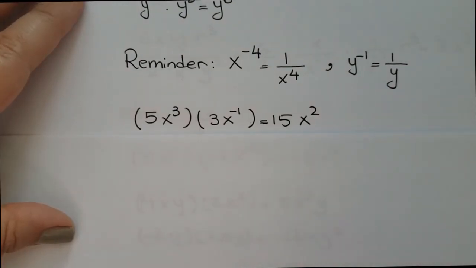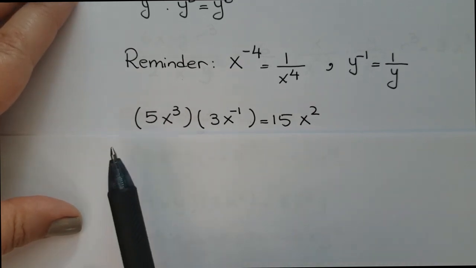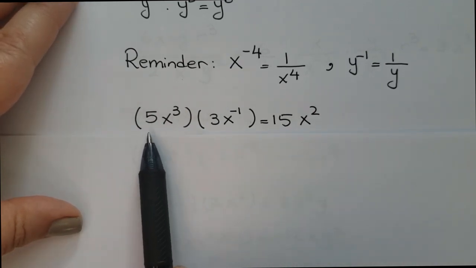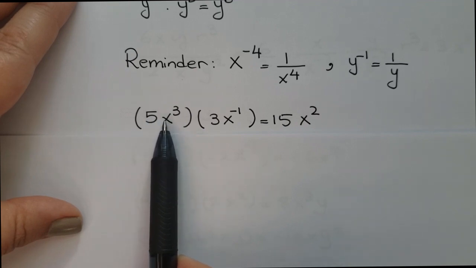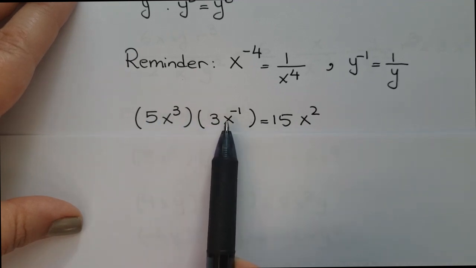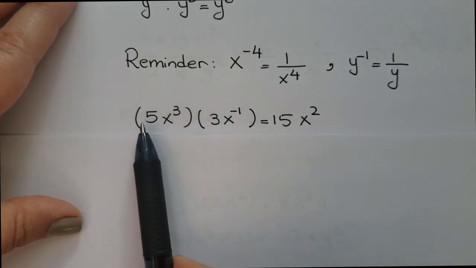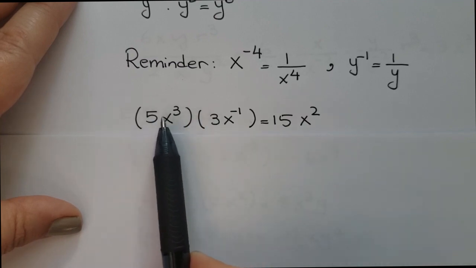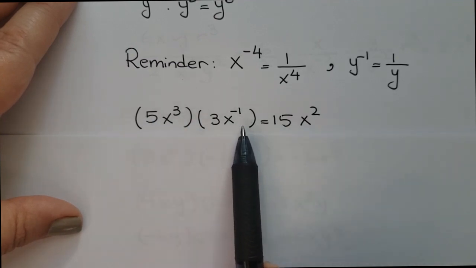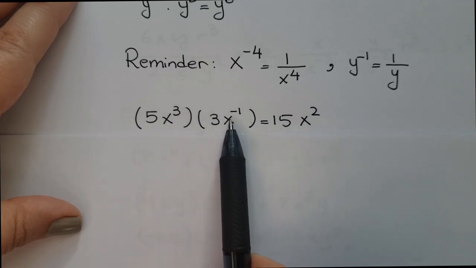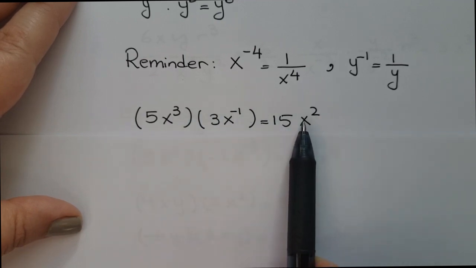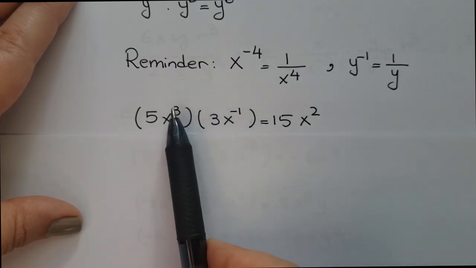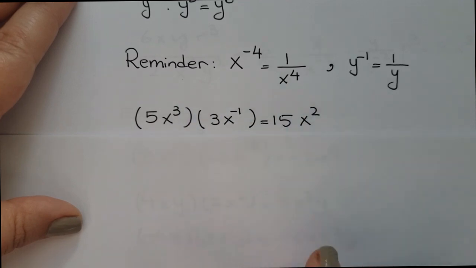Now let's do more examples, but here I included some negative exponents as well as some coefficients. So the first bracket, it's 5x cubed. The second bracket, it's 3 times x to the power -1. Here I multiply the constants together, so 5 times 3 is 15. And then here the bases are the same, so I write down the base, I add the exponents. 3 minus 1 is 2.